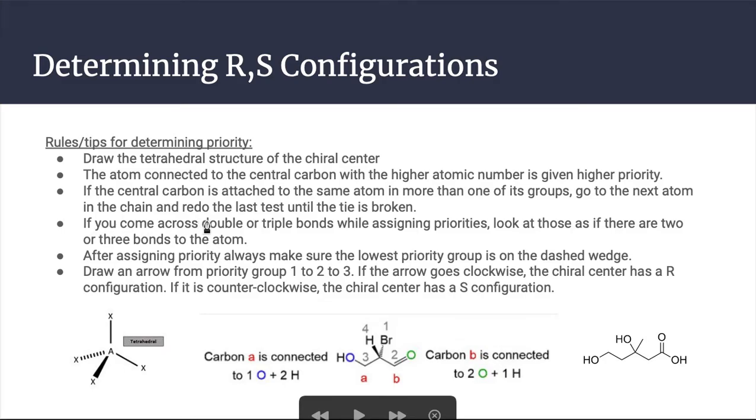It says if you come across double or triple bonds while assigning priorities, look at those as if there are 2 or 3 bonds to the atom. So that would mean you would consider this to be attached to 2 oxygens, which is what they have written here. So carbon A is attached to 2 hydrogens and an oxygen, while carbon B is attached to 1 hydrogen and 2 oxygens. So now you would compare to see which one has higher priority.